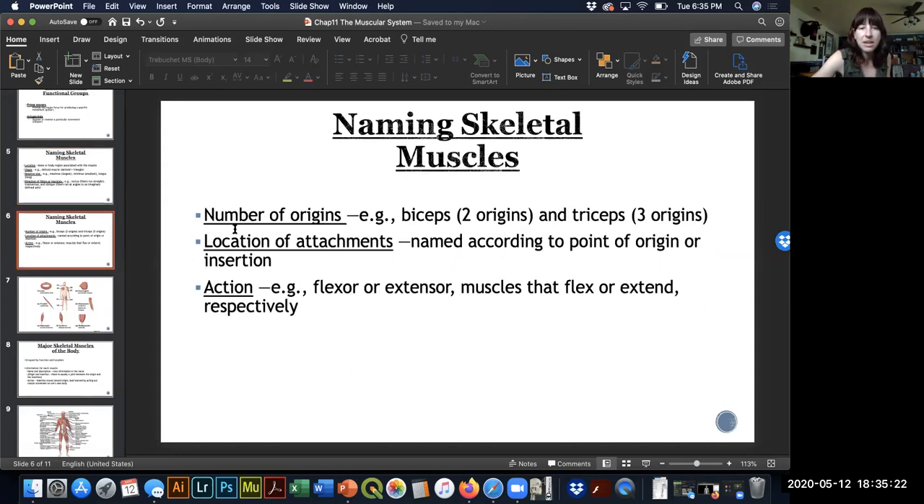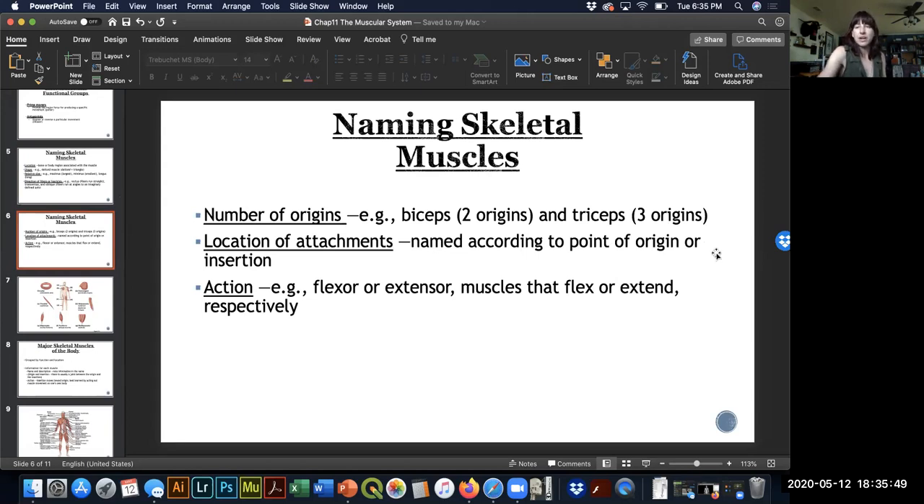And they can be named for the number of origins. Your biceps has two heads, right? It's got two places where it originates. So that's why it's called the biceps. Triceps has three. Your quadriceps, I think that's technically four separate muscles. So number of origins or number of muscles. And the location of the attachments.